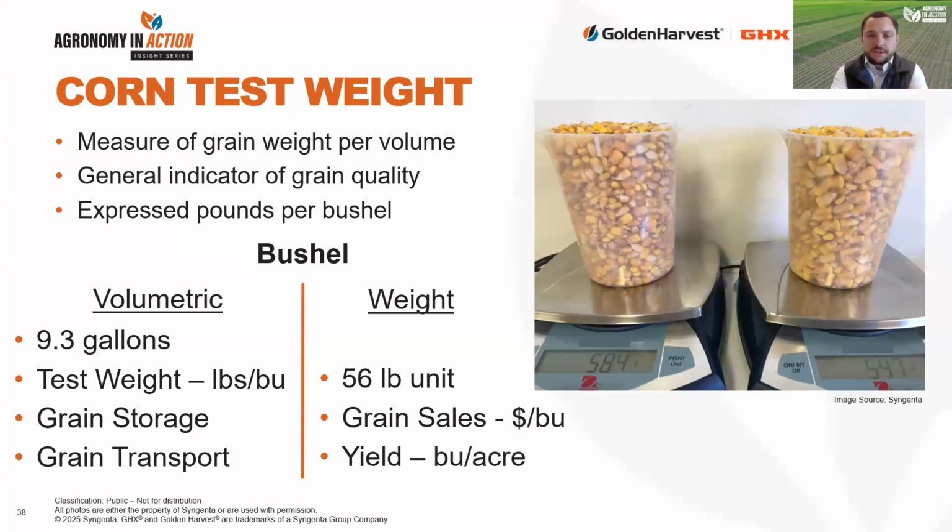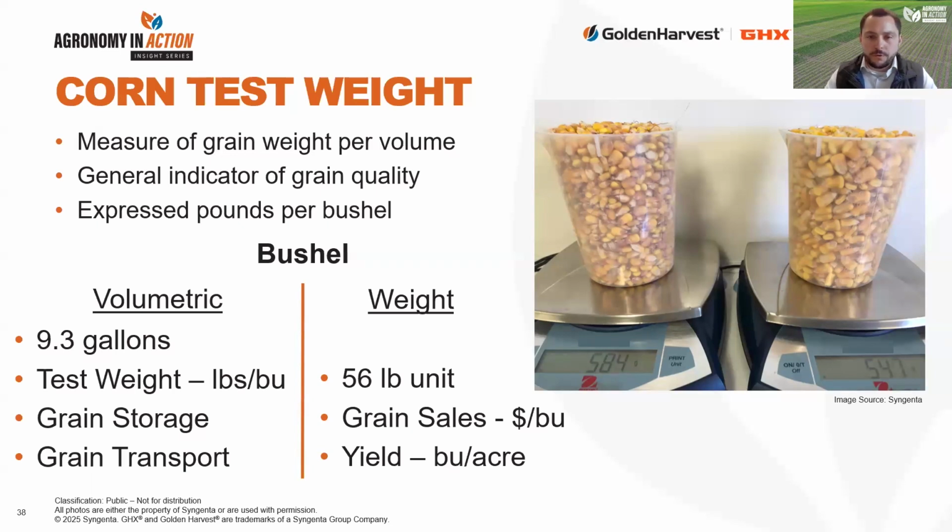Where I want to start this conversation around test weight is just to simply take a step back and examine what is test weight. When we think about a bushel, we can refer to a bushel in 2 different capacities. First, a bushel is essentially a volumetric measurement, like a bushel basket, which typically is around 9.3 gallons in volume. And when we talk about test weight, grain storage, grain transportation, or what I would term just the logistics, that is when we refer to the volumetric bushel.